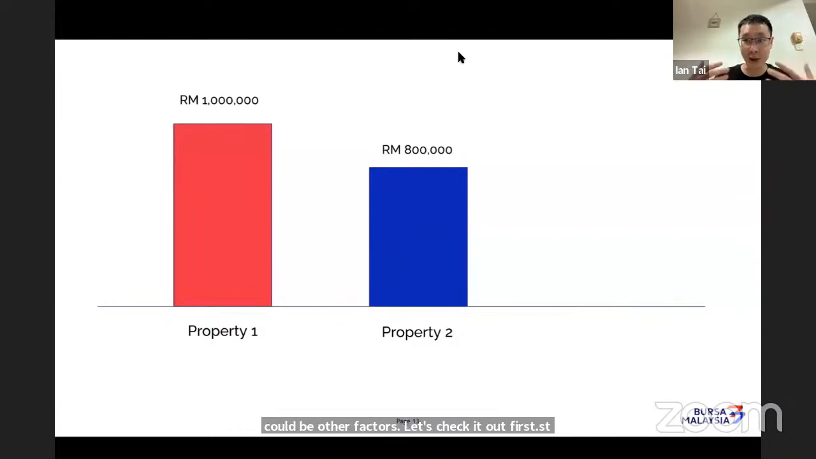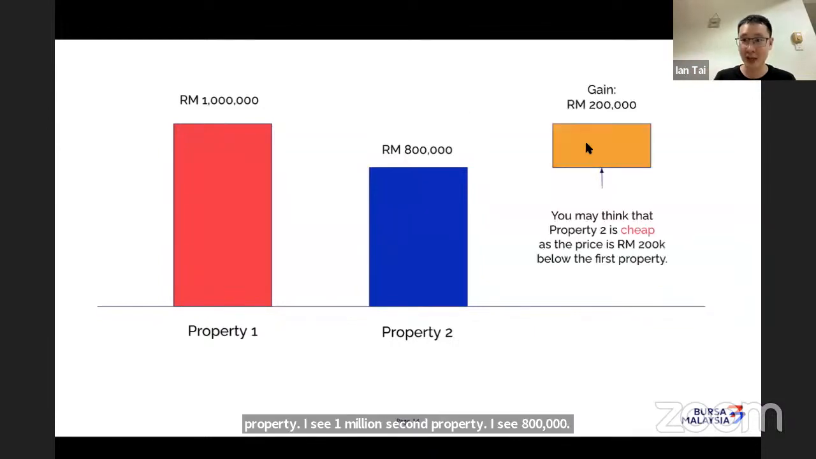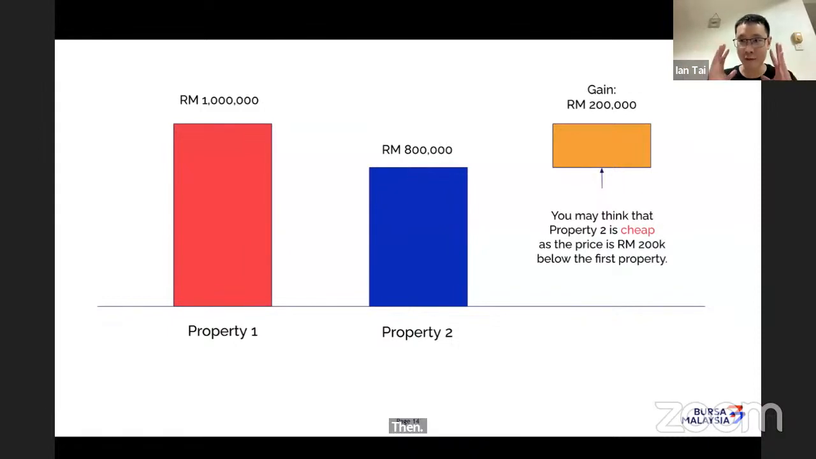However, there are some of you who just say, oh, you know what? First property I see, 1 million. Second property I see, 800,000. If you are one of those people who say, oh, 800,000 seems to be cheap, simply because the second property is priced 200,000 lesser than 1 million, and you are just basing on this alone, then that is actually an example of anchoring bias. It means you are making the judgment on property 2 based on the price, and you base it on the first information given, which is property 1 at 1 million.